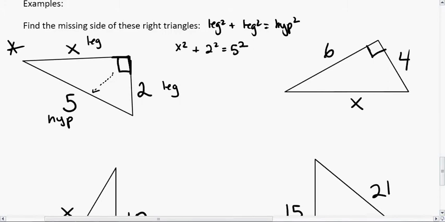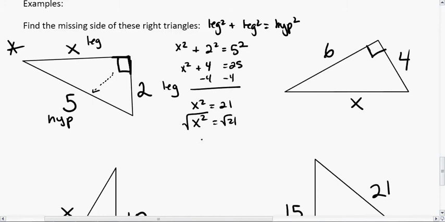And now we're just solving an equation that has an x squared in it. So let's do that. 5 squared is 25. 2 squared is 4. So now my equation is x squared plus 4 equals 25. I'm going to subtract 4 from both sides. Now I have x squared equals 21. And the last step is going to be to take the square root of both sides. So x equals plus or minus the square root of 21.